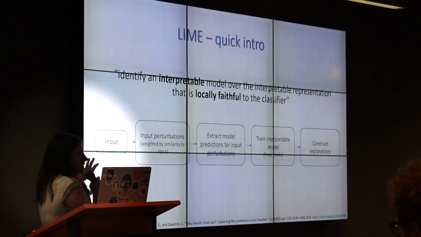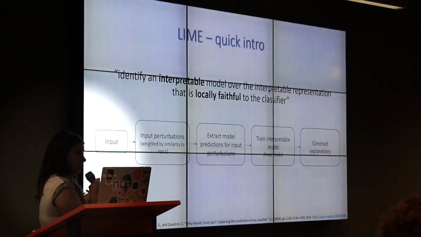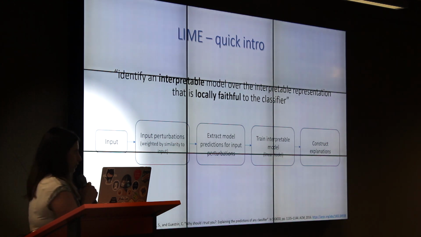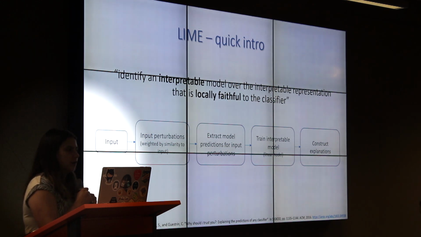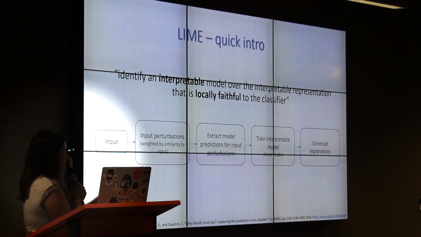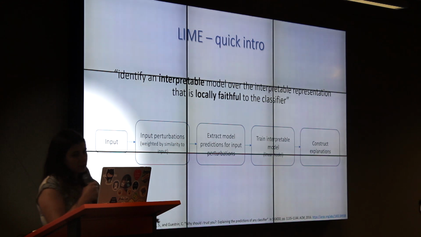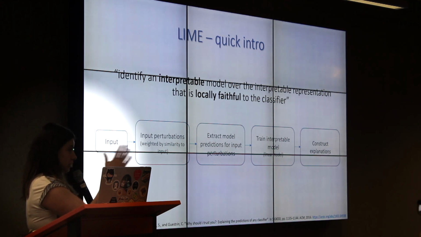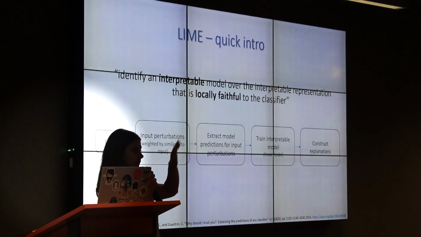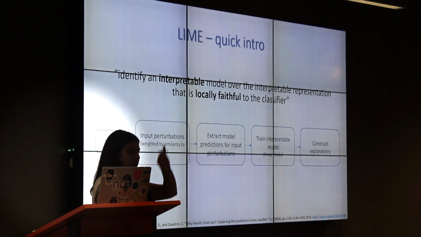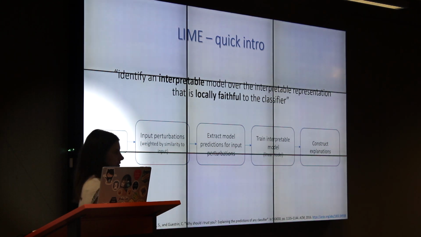So again, this is a local method, so it works at the prediction level, so you normally take an input. So that's, let's think, an image, a row you're trying to predict, or a sentence you want to classify as positive, negative, and so on and so forth. Then the algorithm will take that input and do a couple of input perturbations. So, for example, if it's an image, you're going to cover parts of the image and put other things in between, and so on.